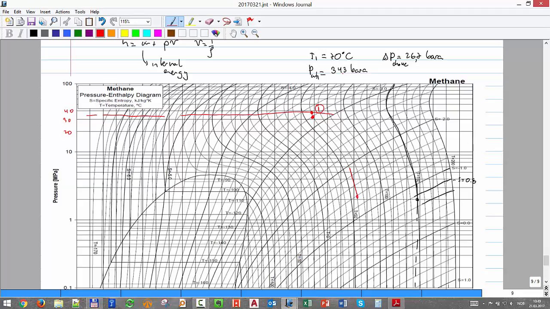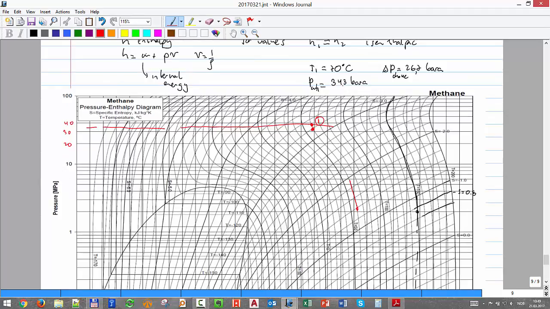Then we have to apply a delta P of 26.7. So that means pressure 2 is how much? 34.3 minus 26.7. What is the pressure downstream of the choke?